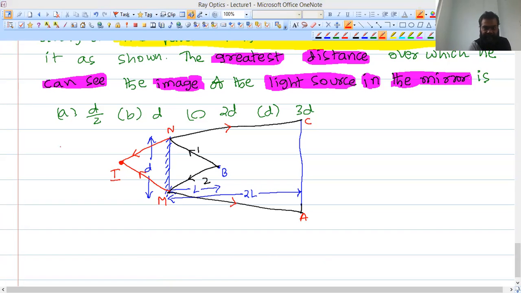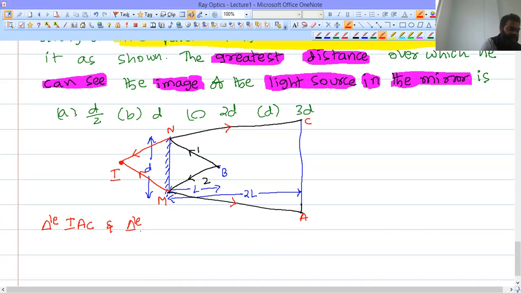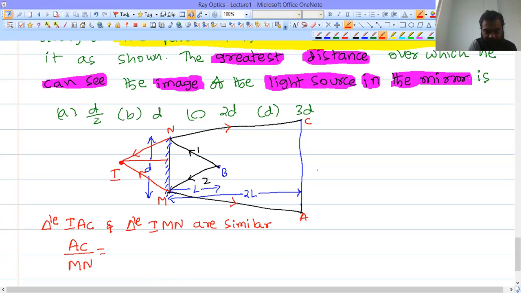Now you can see that I will consider triangle IAC and triangle IMN are similar. According to the properties, I can write AC by MN is equal to this distance by the total distance.